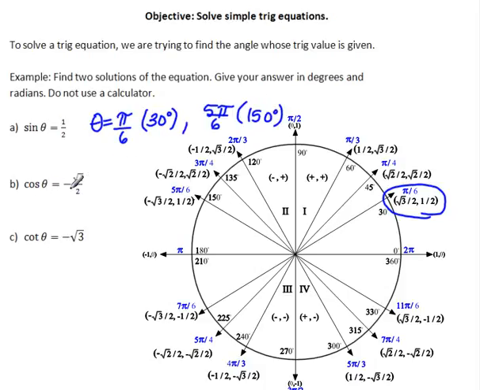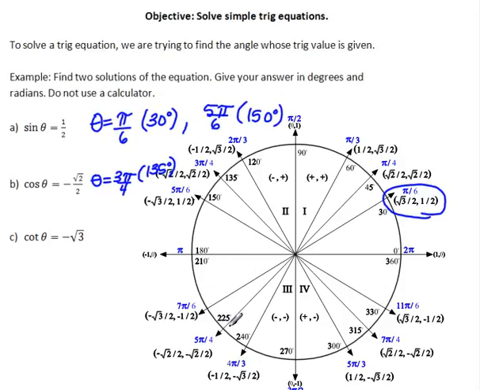Now, what about cosine theta is negative square root of 2 over 2? Well, cosine is negative where x is negative, which would either be in quadrant 2 or 3. We know that the square root of 2 comes from having a reference angle of 45 degrees. A reference angle of 45 degrees in quadrant 2 we see here is 3 pi over 4, or 135 degrees. So theta would be 3 pi over 4, or 135 degrees.